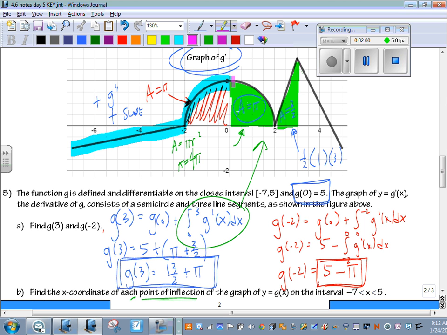How about from 0 to 2? Slope is negative. Negative slope means a negative second derivative. And then how about from 2 to 3? Positive. And then it's negative again.